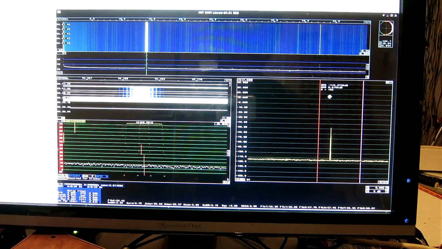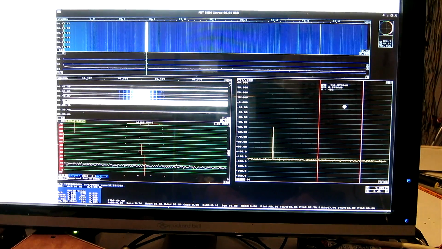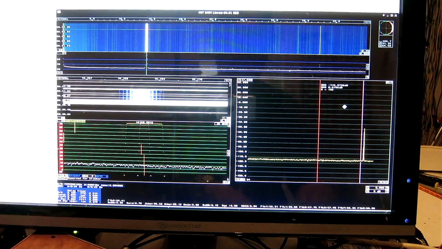That means 144.6 dBc per hertz. And this is at the separation of 10 kilohertz.